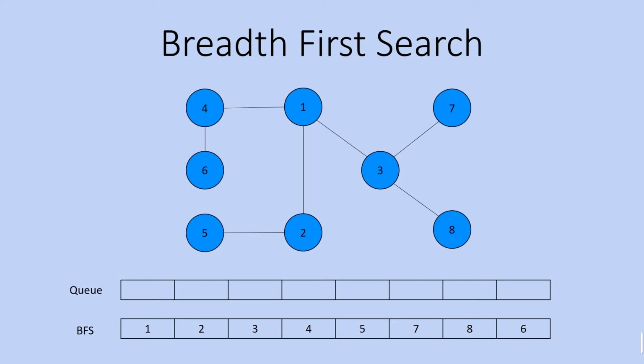Finally, the BFS of this graph is 1, 2, 3, 4, 5, 7, 8, 6. That's all for me. Thank you.